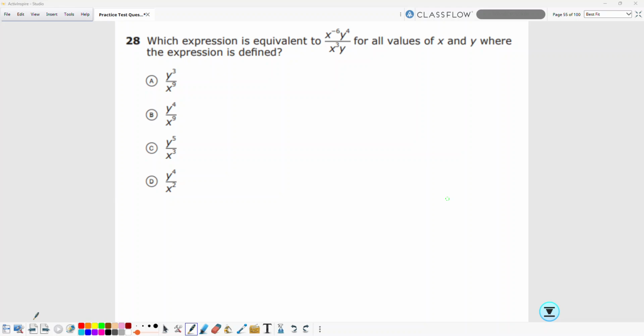28. Which expression is equivalent to x to the negative 6, y to the fourth, all over x to the third, y? Okay, so which expression is equivalent to that for all values of x and y where the expression is defined? Well, I want to introduce you to a concept that we've already used.